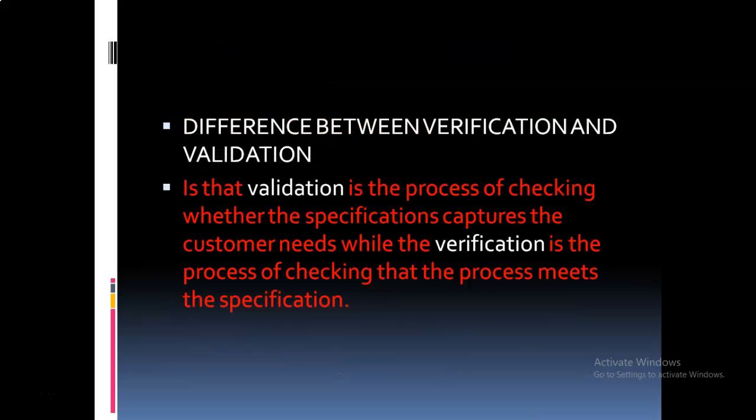The difference between verification and validation is that validation is the process of checking whether the specification captures the customer needs, while verification is the process of checking that the process meets the specification. Means in validation we check whether our specification or our parameters will meet the demand of the customer, means what the customer wants and when they want, while verification is the process of checking that the process meets the specification, means our process will meet the required specification. We run according to the given specification. So this is the difference between verification and validation.